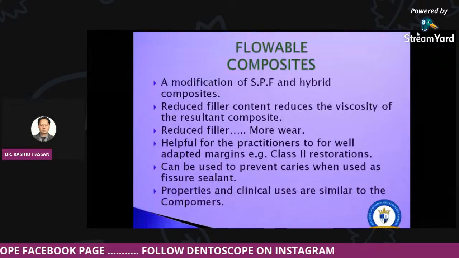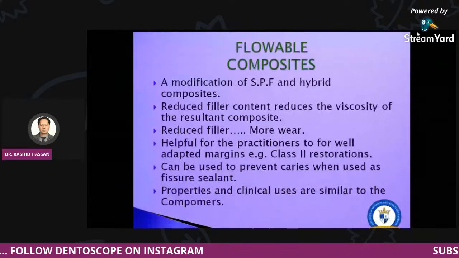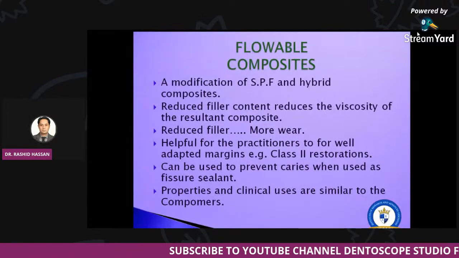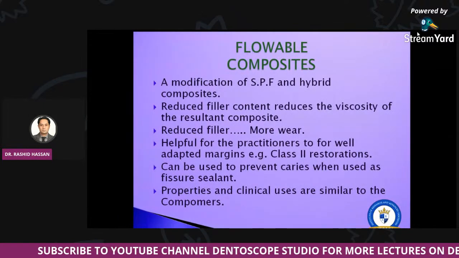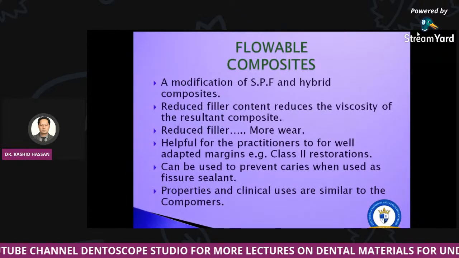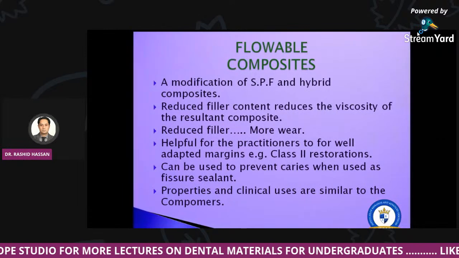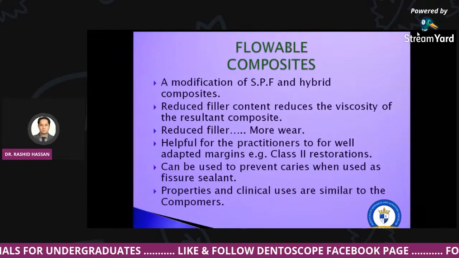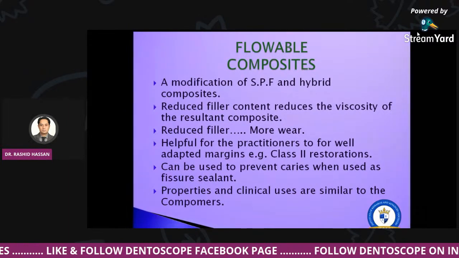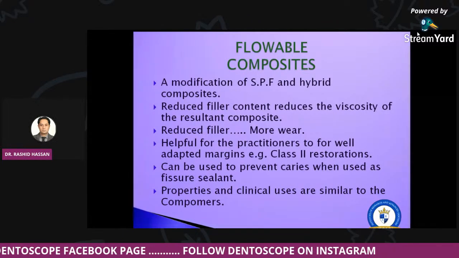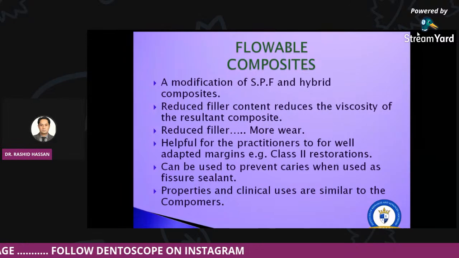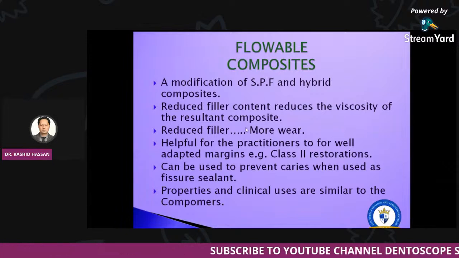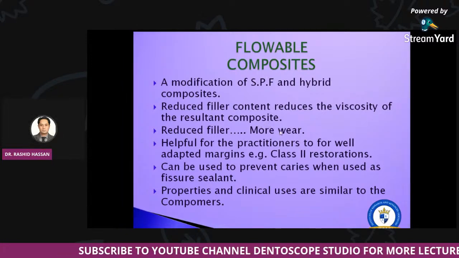Well, flowable, as the name suggests, the viscosity of these composites is quite low. They easily flow into those unreachable areas which we could not reach with the normal, traditional composite that we use. So that's why. And how are we going to reduce the viscosity? By adding more polymer matrix and reducing the filler content. The lesser the filler content, the lower the viscosity. Here it is mentioned, reducing the filler content reduces the viscosity of the resultant composite. So reduce filler content, but the disadvantage.